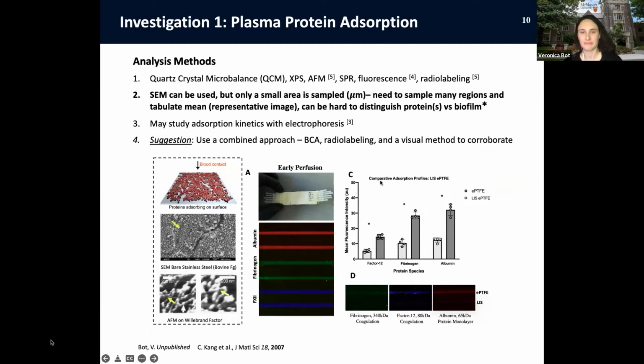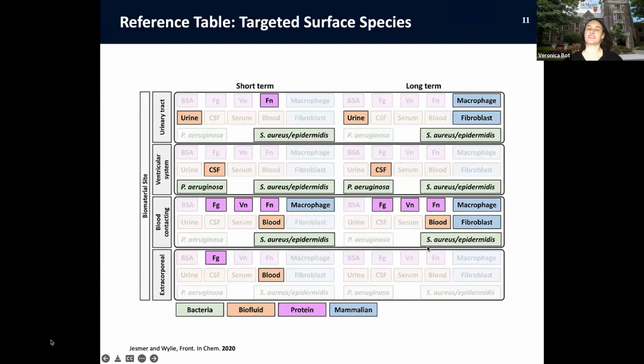All right. I found this really interesting table here, and it was actually co-authored by Dr. Ryan Wiley, who is at McMaster, and it really concisely illustrates what type of species we should test for or assay for on our surfaces, depending on the implant context as well as the duration. So if this is something that could be of use to you, I definitely suggest reading this paper. It was in Frontiers in Chemistry, published in 2020 by Jesmer and Wiley.